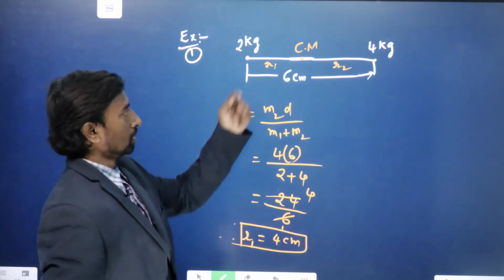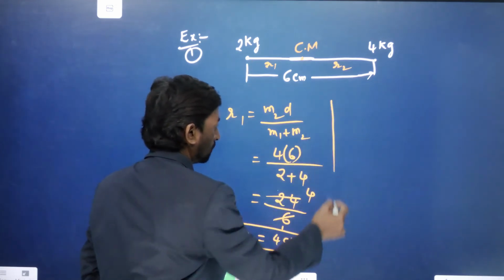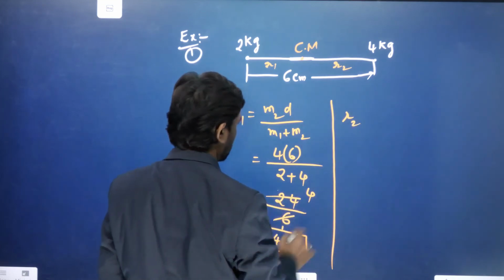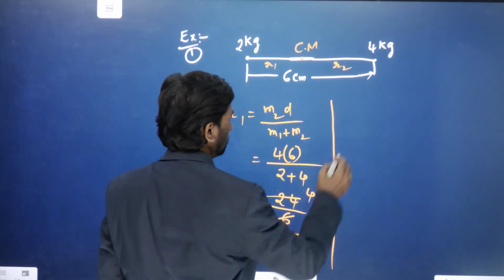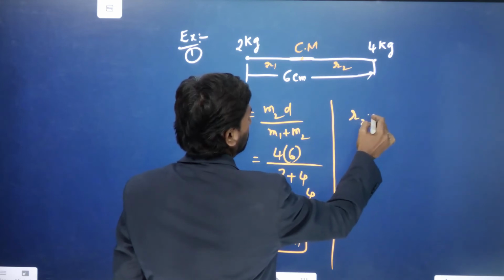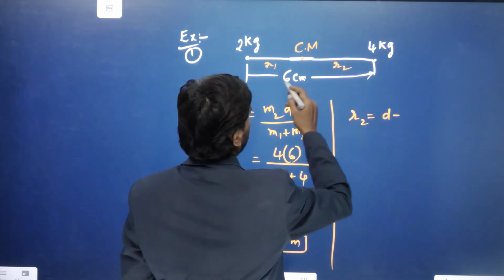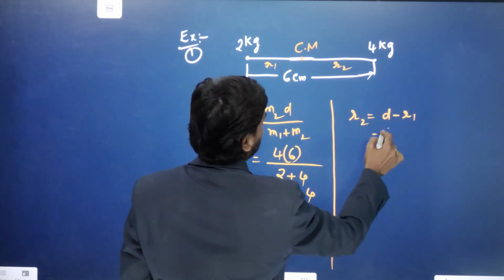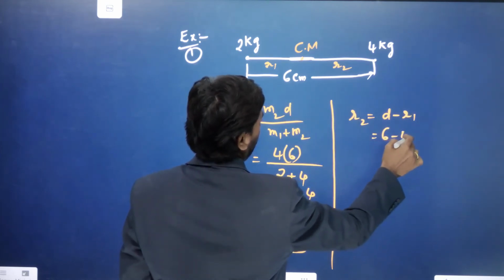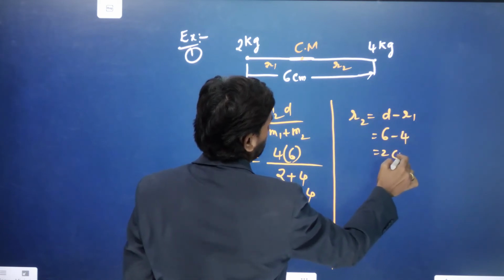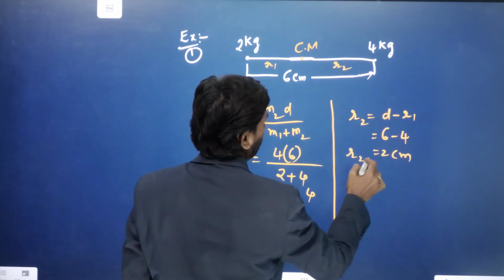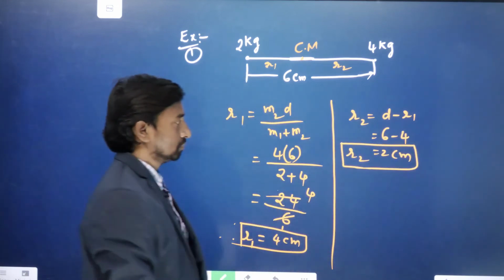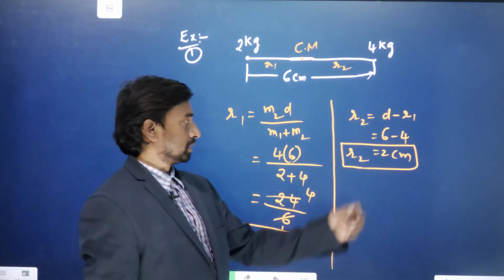If r1 is equal to 4 centimeters, then we can find out r2, no? r2 simply we can write as d minus r1. The whole distance is 6 minus 4, so we will get 2 centimeters. So therefore r2 will be at 2 centimeters.